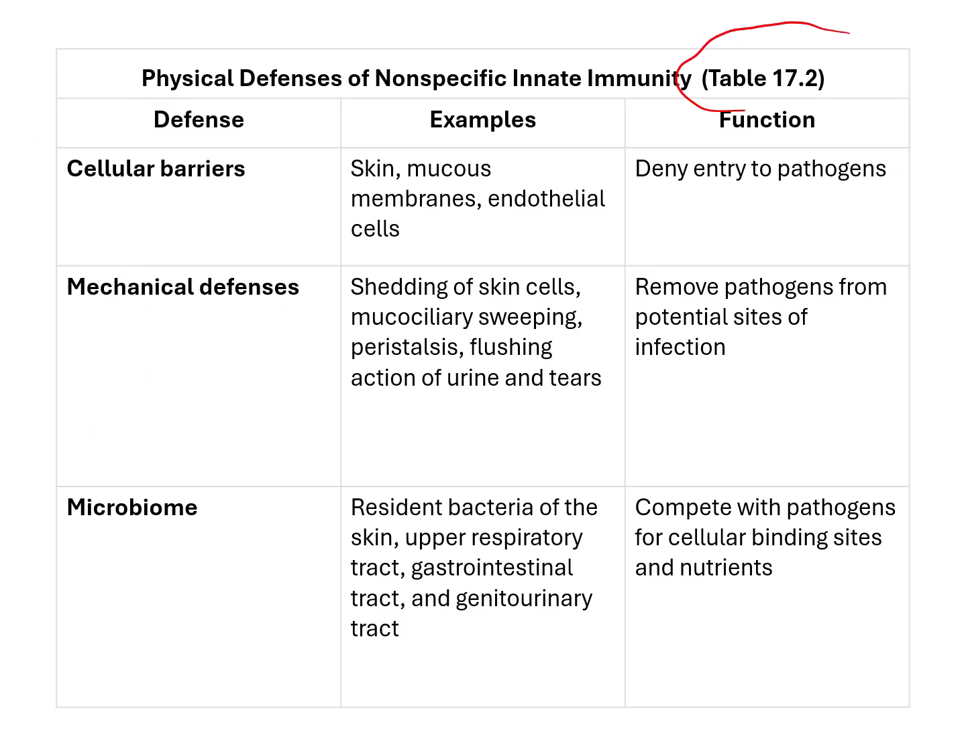Our book also provides a nice summary table of these 3 groups of defenses organized by category. We have our cellular barriers, our mechanical defenses, and the microbiome. So make sure you can provide a few examples for each and describe the function for each category.